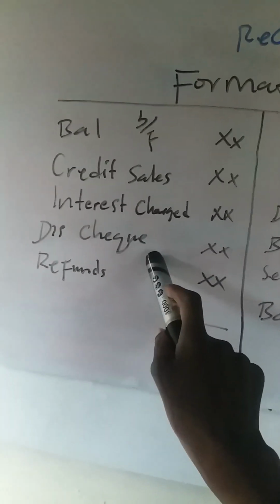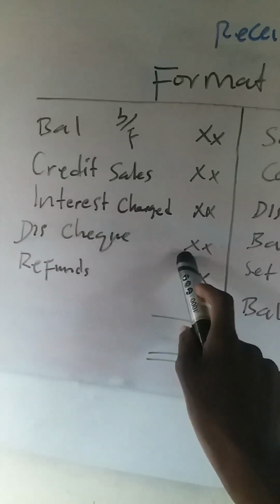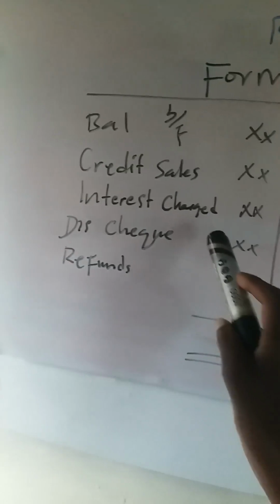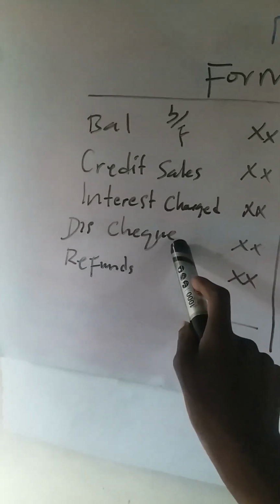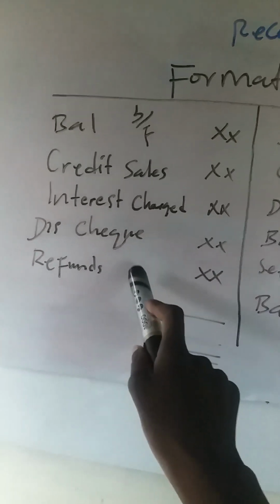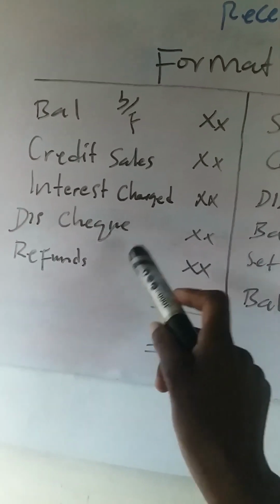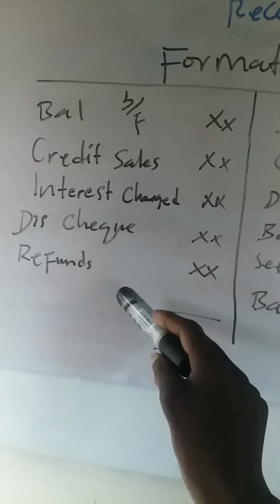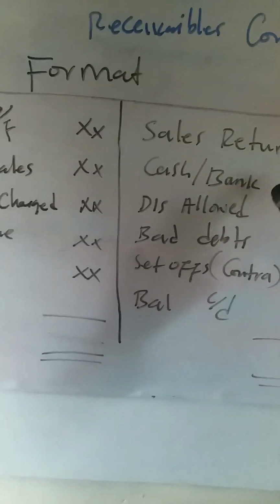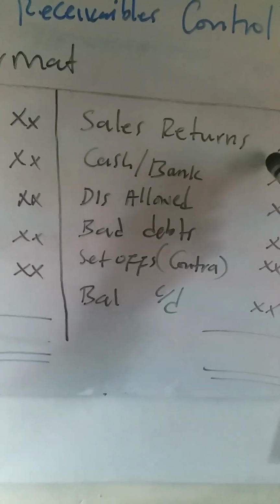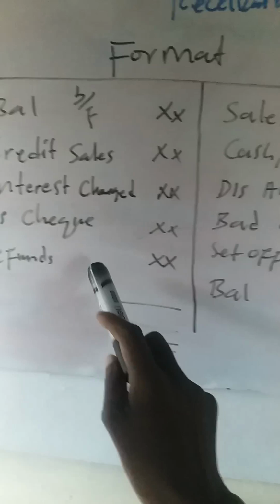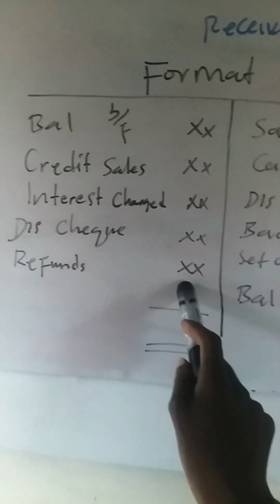Dishonored check. This is a check they pay us with, but the payment bounces back, so you're still going to debit that amount back. And then we have the refunds. This is a situation whereby customers paid us more, so we have to refund them. If they paid us more, we are going to have a credit balance. When we clear that balance by refunding them, this is the amount.